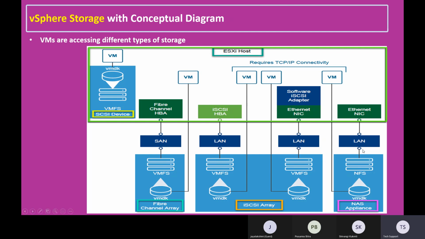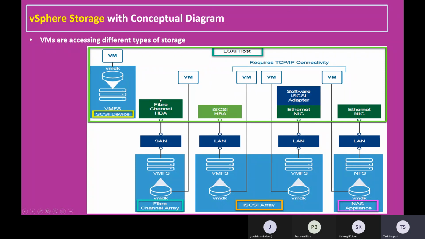But similar to iSCSI, to access our NAS device, the only connection requirement is a normal network switch. From the network switch, we can connect to the ESX host. So between the ESX host and the NAS device, we need a switch, and at the ESX level, the main interface is the Ethernet NIC. NIC means network interface card. That is our main interface. So based on our storage model, it's easy to remember the interface names also.